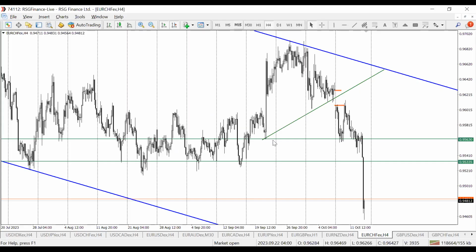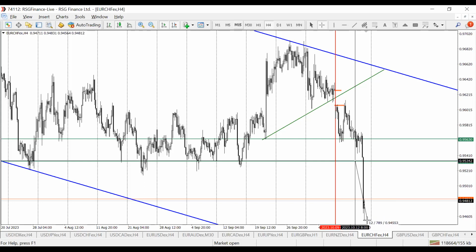Starting with Euro Swiss franc, you could see that we traded this last week. Right from the start of the week, this is where the week started, and exactly here we had a gap. Even the gap was not closed, and we smashed our first target, smashed our second target, and we didn't have any further targets down there, but you could still see how much further down price went. Look at that, up to 77 pips more.